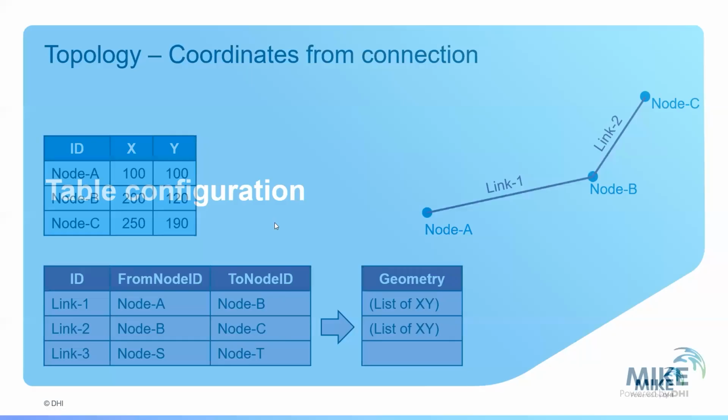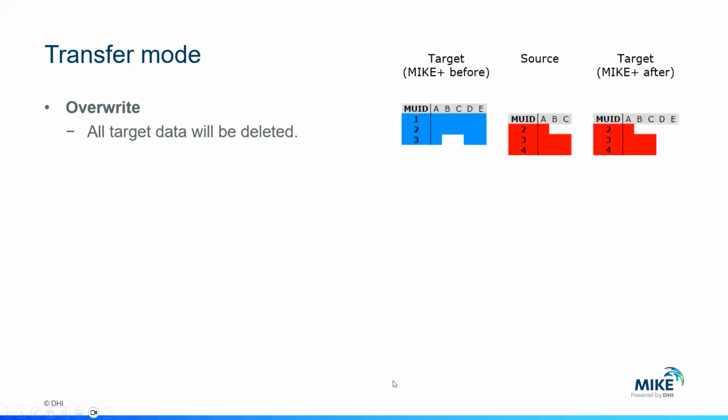Mike Plus nonetheless helps you. On the right-hand side, we have the transfer mode, and this is to make sure that it helps you handling existing data in your database. And we have 6 transfer modes. Source is the external data, and target is the Mike Plus database. So this is the Mike Plus database before, which contains already something. Then you import, for example, the shapefile, and this is the Mike Plus database afterwards.